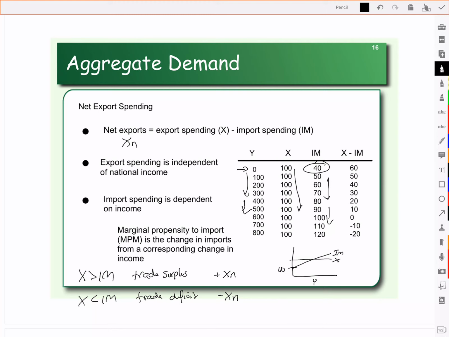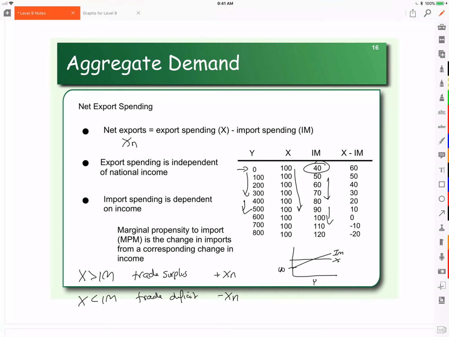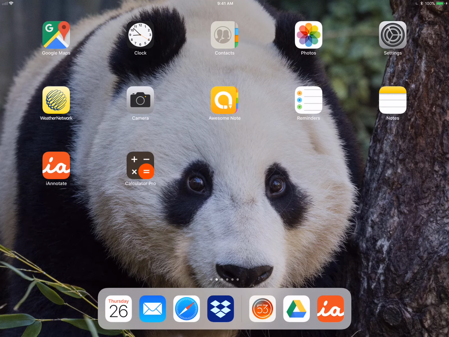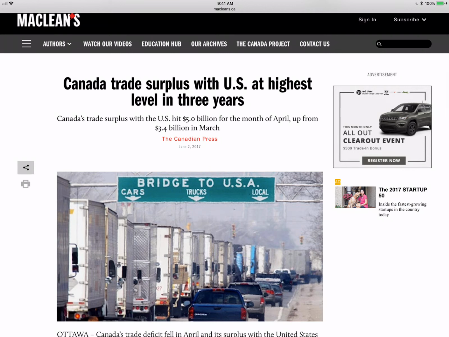So where are we right now? How are we doing in Canada? Do we have a trade deficit or a trade surplus? Let's take a look here. In June of 2017, we had a trade surplus with the US, and it's the highest it had been in 3 years. So for 2017, we've had a trade surplus.